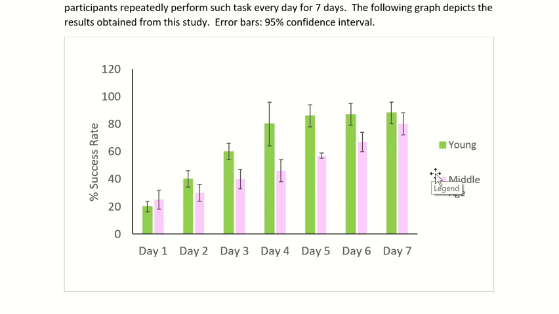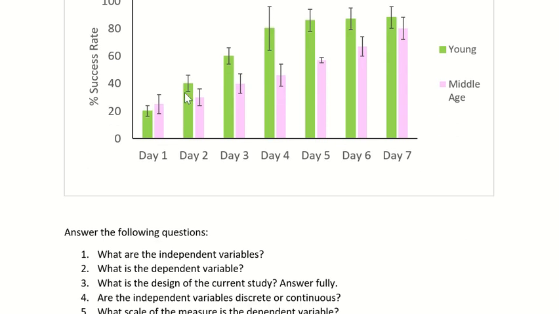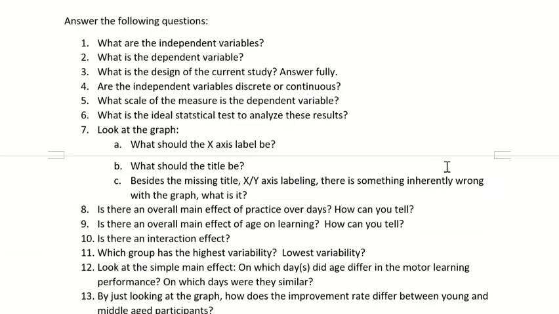But eventually, with a significant amount of practice at day seven, do they all become proficient in this motor task? Yes, they do. Because at day seven, young versus middle-aged men are not differing from one another. It's just that the rate of increase in young versus middle-aged men is different. The young men learn faster compared to the middle-aged men, but both eventually get to the same level.